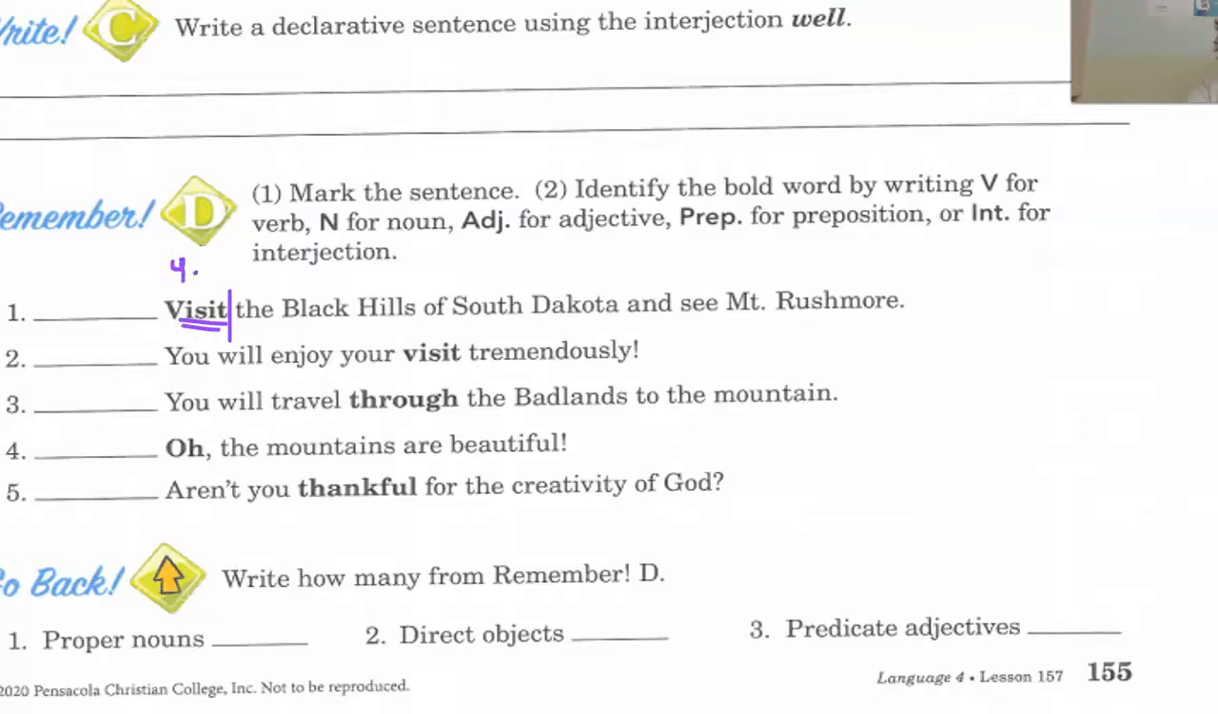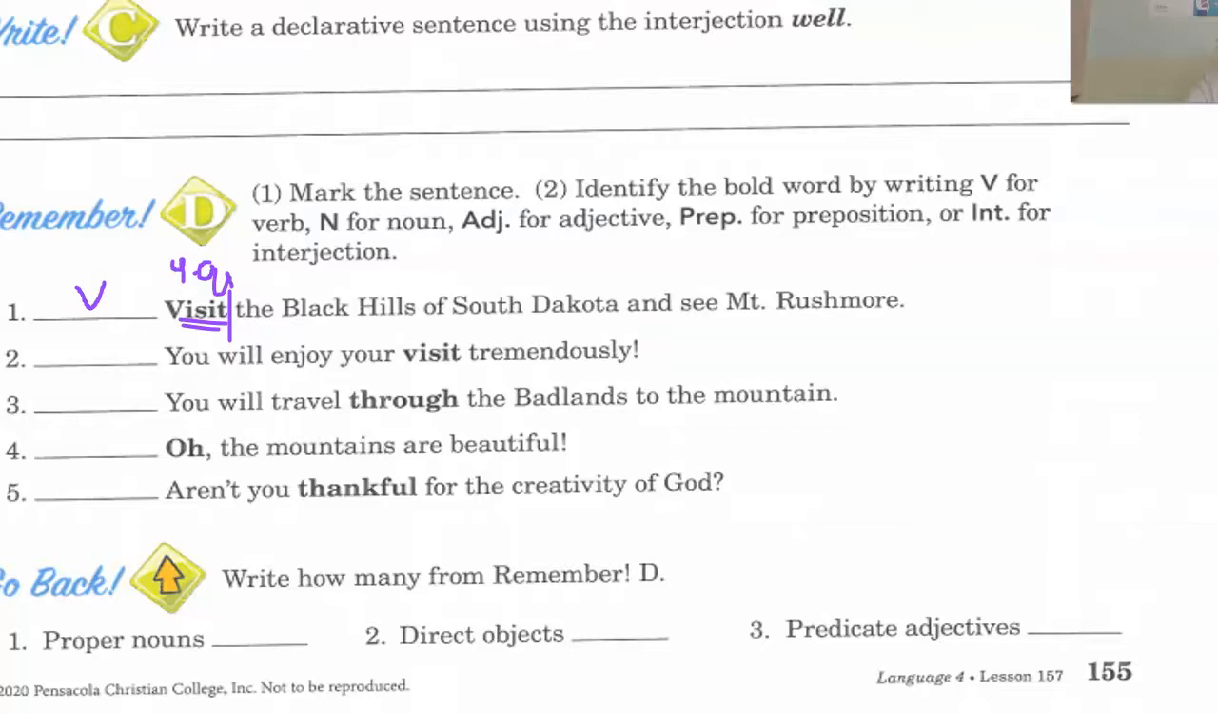And yes, that would be you. So in this sentence, what kind of word or what part of speech is visit? It is a verb. I want you to go ahead and do 2 through 5, and we're going to have someone come to the board to do them. Mark the sentence and then identify the bold print word.